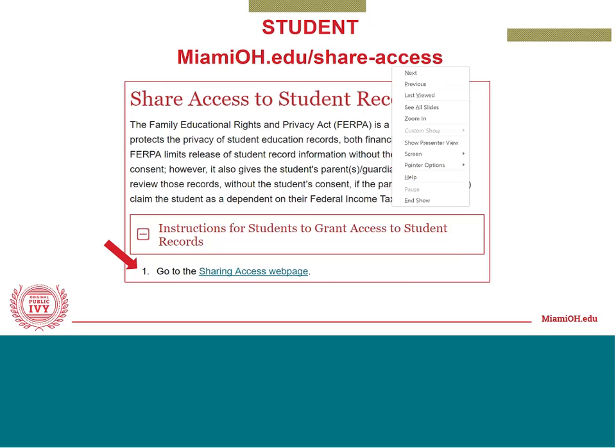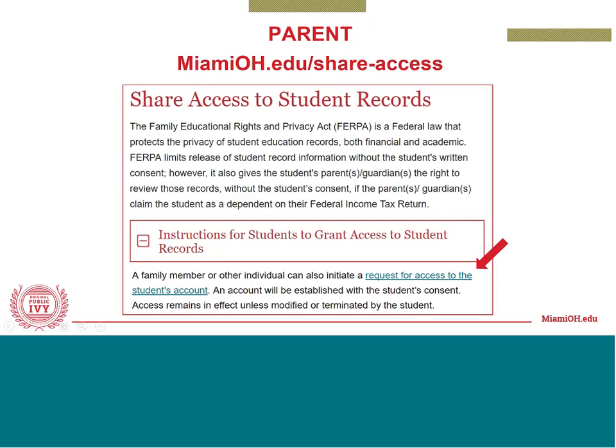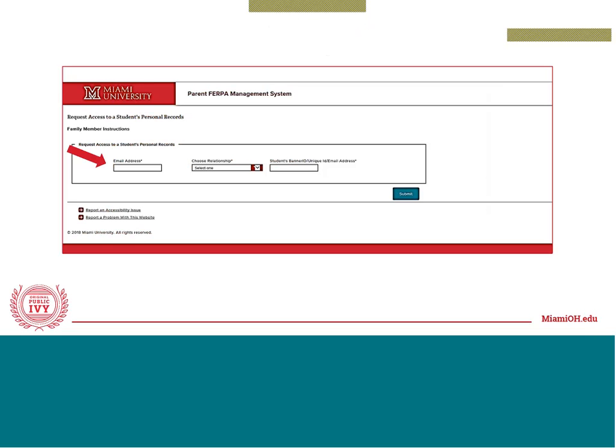A family member or another individual may also initiate a request for access to the student's account. The account will be established with the student's consent. Access remains in effect unless modified or terminated by the student. To complete the request, click on Request for Access to the Student's Account link from the OneStop website. Next, enter your email address. The email address provided will act as your unique ID when you are logging into My OneStop. If an email address is shared between parents or other individuals, both parties will have individual access if granted by the student.